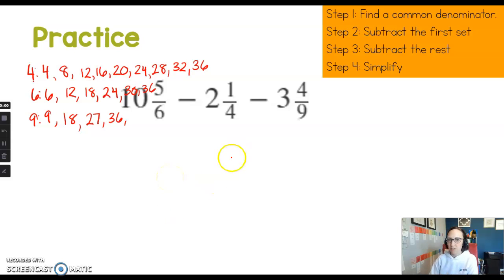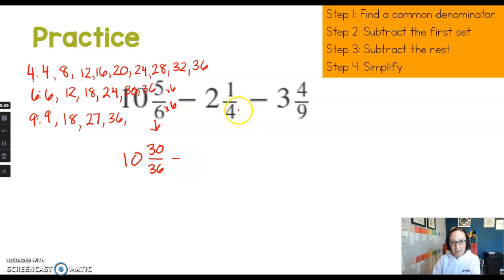Use a multiplication chart if you need to. So we're going to make all these have a common denominator of 36. So we're going to go down here. 6 times 6 is 36. So I need to do the same to my numerator. So my denominator will be 36. 5 times 6 is 30. And our whole number stays the same.